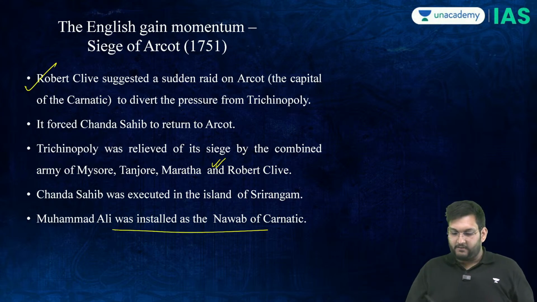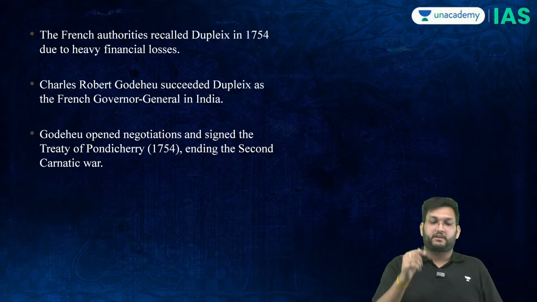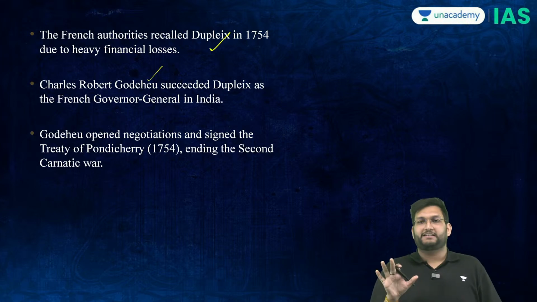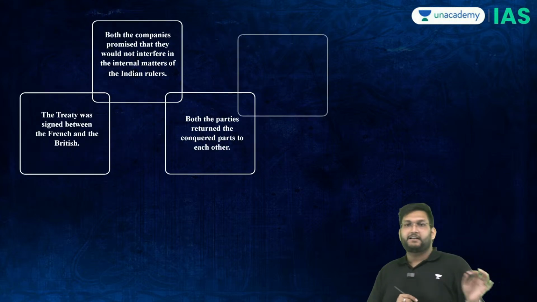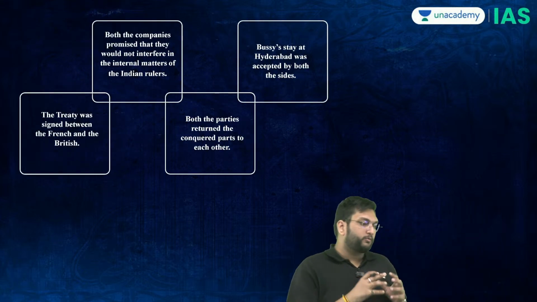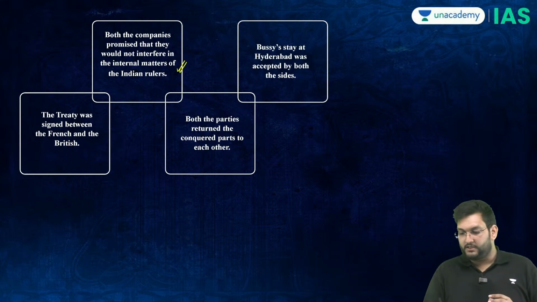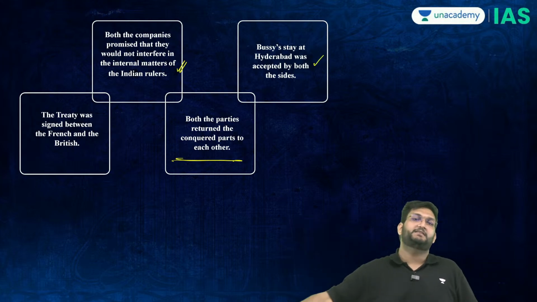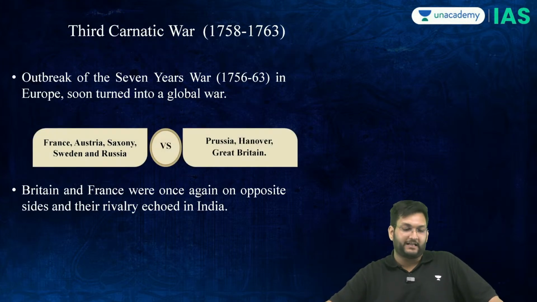And in the end, Muhammad Ali will be installed as the Nawab of Carnatic, and the French will recall Dupleix. Godheu will be sent. He did not understand Indian politics quite well, and the Treaty of Pondicherry will be signed. Under the Treaty of Pondicherry, both will say that we will not go into the internal matters. Both parties return to the original position, and Debussy was still kept in Nizam's court. This is called the Second Carnatic War.